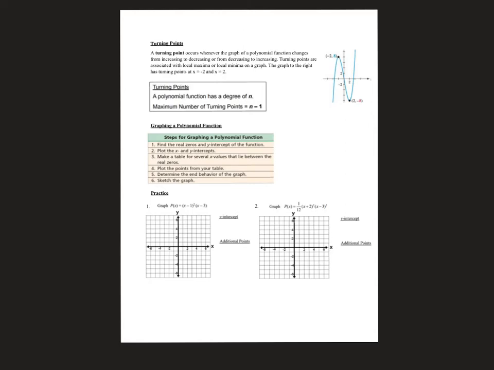In this lesson, we're going to be talking about turning points of a polynomial. A turning point occurs whenever the graph of a polynomial function changes from increasing to decreasing or decreasing to increasing. Turning points are associated with local maxima or local minima on a graph. The graph to the right has turning points at x equals -2 and x equals +2.